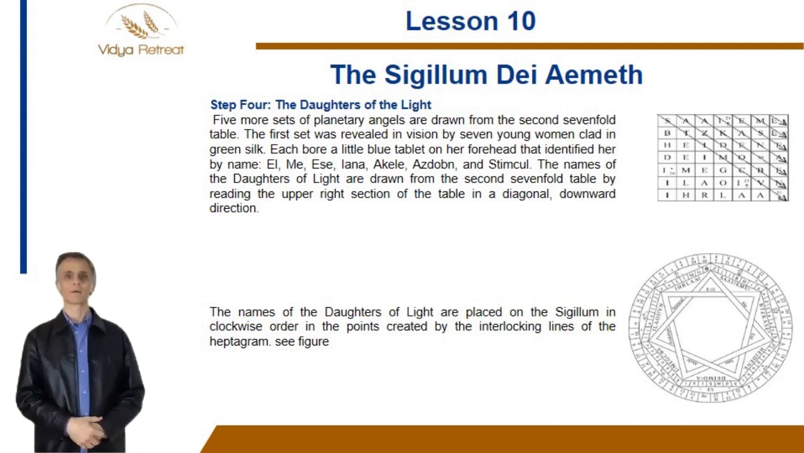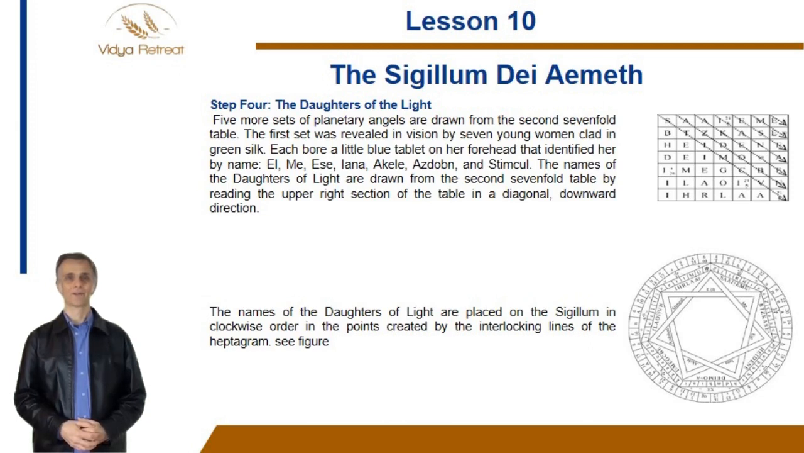Step 4. The Daughters of the Light. Five more sets of planetary angels are drawn from the second seven-fold table. The first set was revealed in vision by seven young women clad in green silk. Each bore a little blue tablet on her forehead that identified her by name: El, Me, Is, Ina, Akel, Asdoban, and Stimkel.